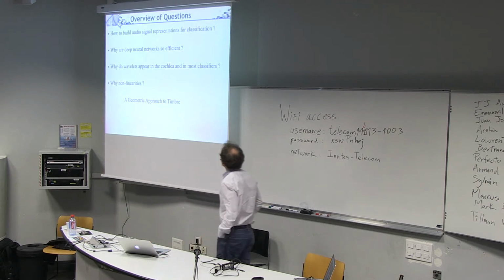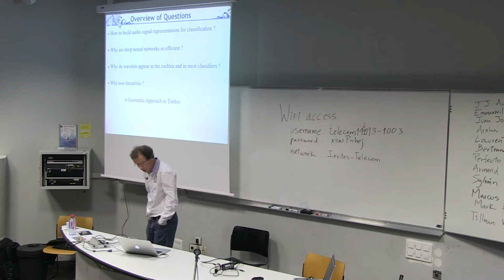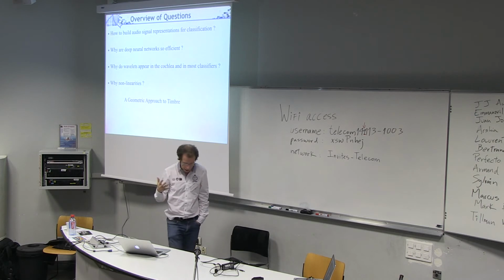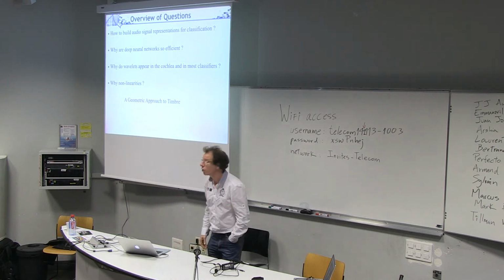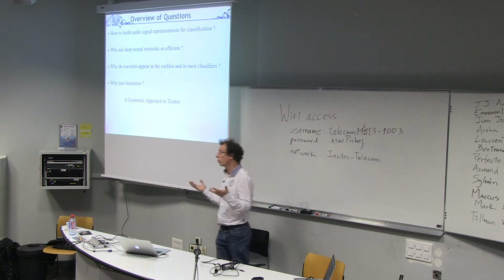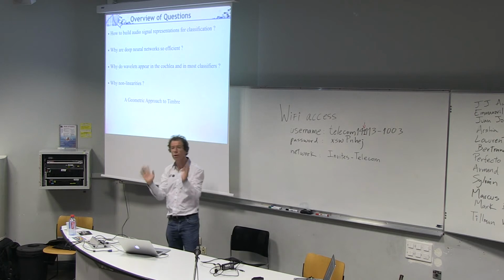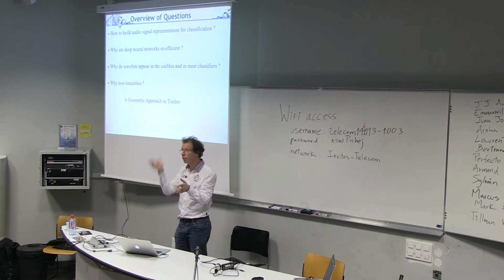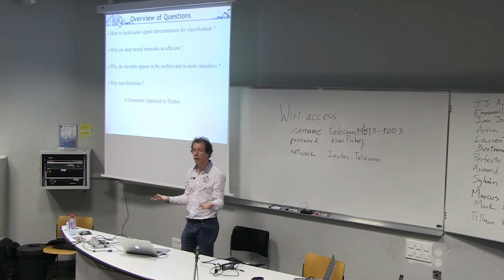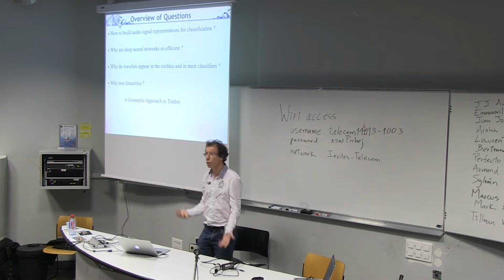So I'd like to organize the talk around a number of questions. The central question is, of course, how to build an audio signal representation so that you can use it for classification. What I mean by using it for classification is that then you just do a simple linear or Euclidean distance and linear operators, and you can classify. So how can one do that kind of thing? Why are deep networks appropriate for doing that?